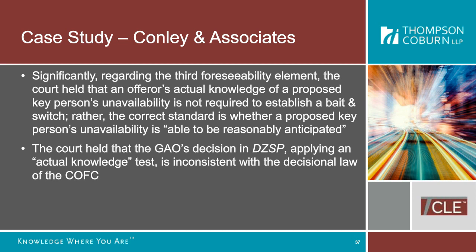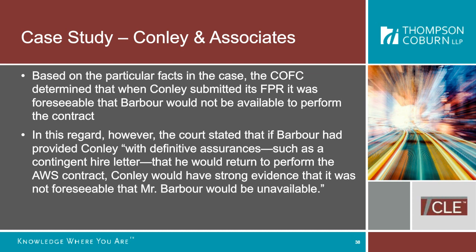Of course, the court attempted to reconcile all of this by pointing out that if Conley had received definitive assurances from Barber, such as a contingent hire letter, Conley may have been able to show that his actions would not be foreseeable under the bait and switch test. But the trouble that we have with the court's conclusion is that this is a situation where the RFP didn't require contingent hire letters. And so what efforts are contractors supposed to go through in order to assure that this vague foreseeability standard won't be met in their situation?